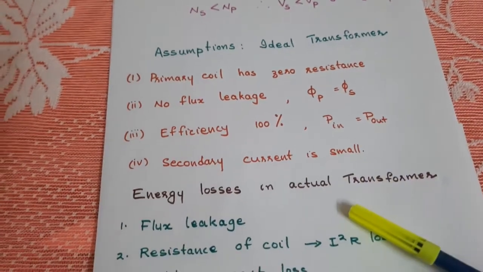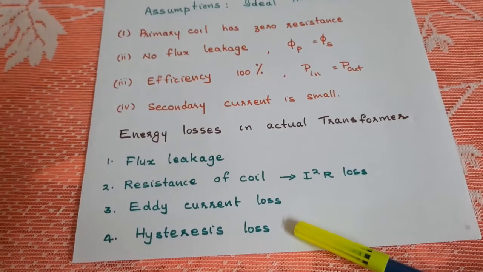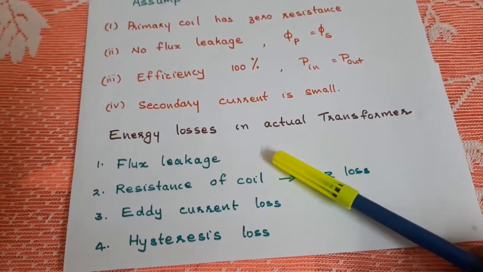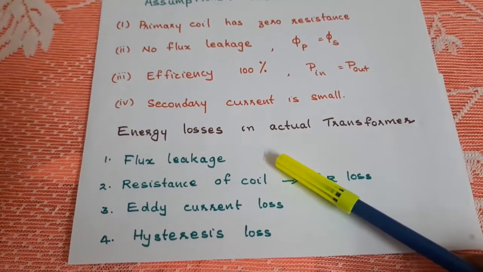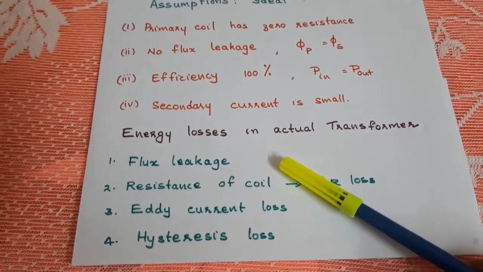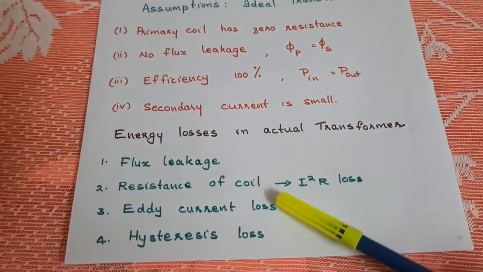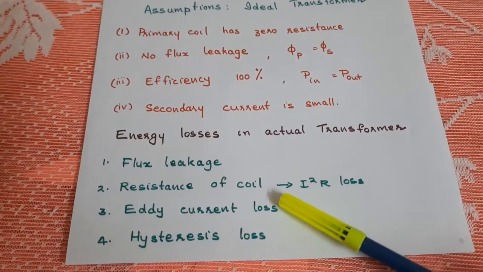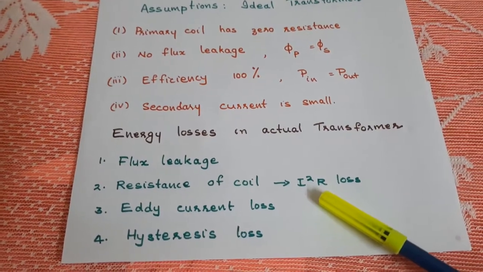But in actual transformers, there are some energy losses. There is flux leakage. The flux linked with the secondary will be less than that linked with the primary. There will be some resistance, so that there is some energy loss. It is known as I squared R loss.